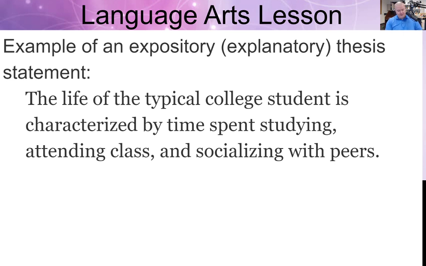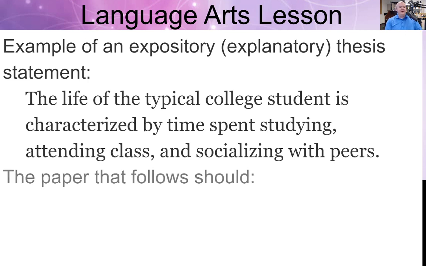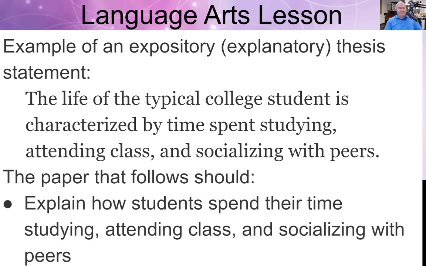So the question then becomes, given this, what is the paper that follows going to do? This is now number 1 underneath the explanatory essay. Well, if we use our context, we know that we're going to be talking about the life of a college student and how it is characterized by time spent studying, attending class, and socializing with peers. So you almost just have to rephrase it a little bit. The paper that follows should explain, because again, it's an explanatory essay, how students spend their time studying, attending class, and socializing with peers. So you'll notice what they did is they did the explanatory, explain how students spend their time, and then they showed what they were going to explain.